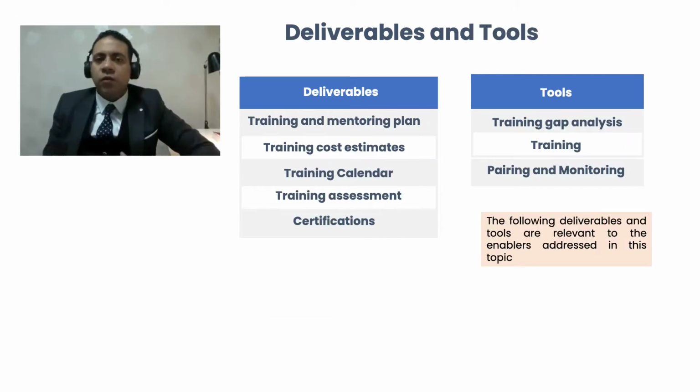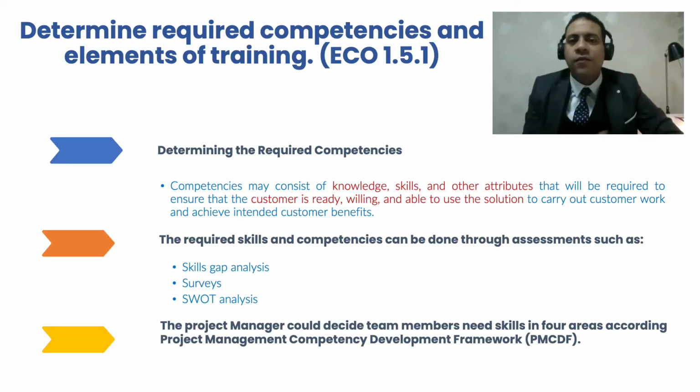Some deliverables and tools we are going to discuss. Deliverables such as training and mentoring plan, cost estimates for the training program, assessing results of the training, and issuing certificates. Tools such as gap analysis, training delivery, pairing and mentoring. The first enabler in our exam outline is determining required competencies and elements of training.